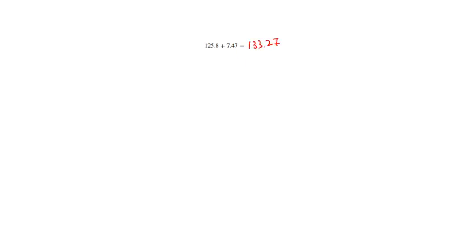133.27. Is that the right answer? Since it is, in terms of sig fig, that's the right answer. But in terms of sig fig, we have only one decimal place here, and here we have two decimal places. So I have to go with the lowest number of decimal places. So I have to adjust the answer to 133.3, to one decimal place. That is the rule for addition and sig fig.